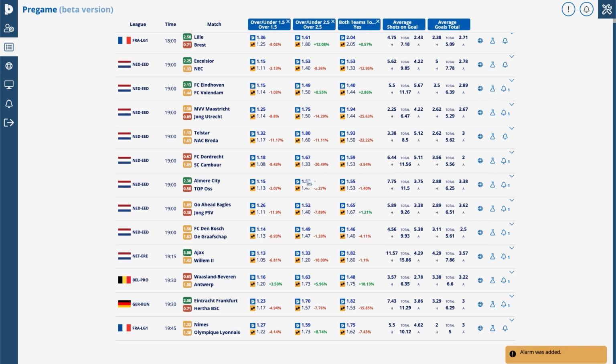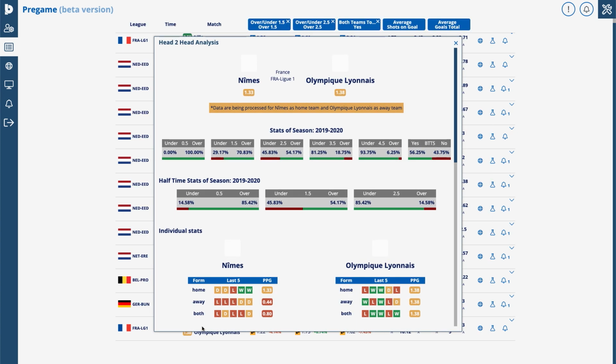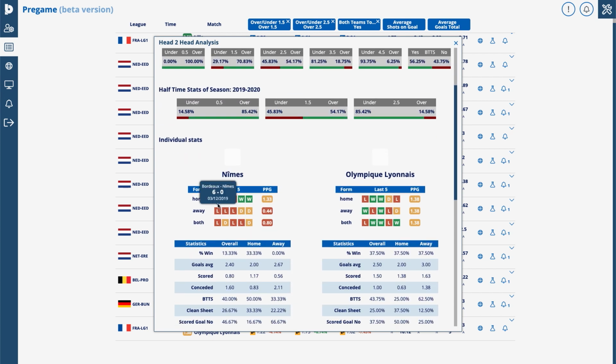Here we go. Next one, last again, French League. Careful with the French League because even though it tends to be over 2.5, that is not like the Bundesliga or the Dutch Eredivisie. It's one of the bottom leagues for over 2.5. So always bear that in mind. Bear in mind the competition you're looking at. We have Nimes, Olympique Lyonnais.